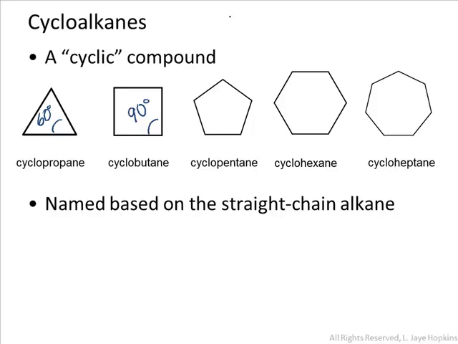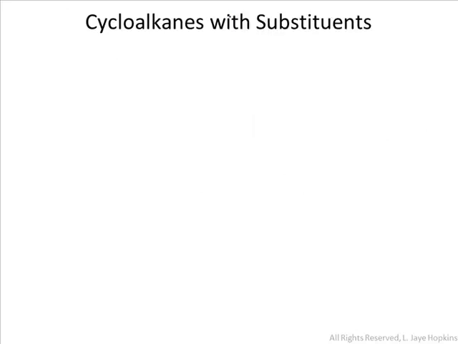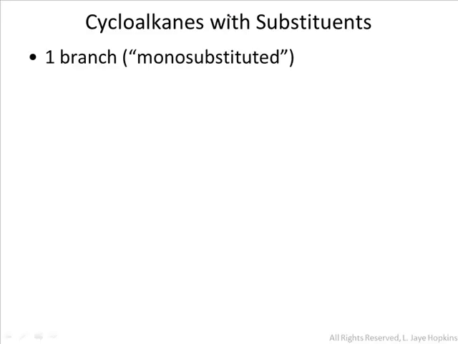Cycloalkanes are like straight-chain alkanes both chemically and physically. They share many of the same properties. Like straight-chain alkanes as well, cyclic alkanes can have branches that come off of the main carbon structure. We often call these branches substituents. They're fairly easy to name because they follow many of the same rules as naming branched alkanes.